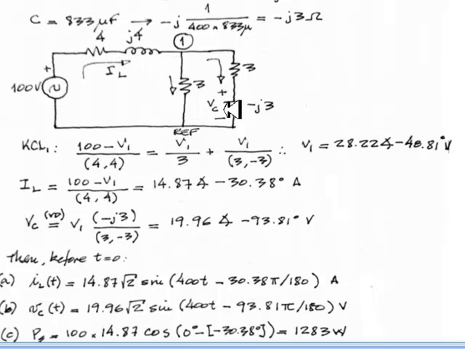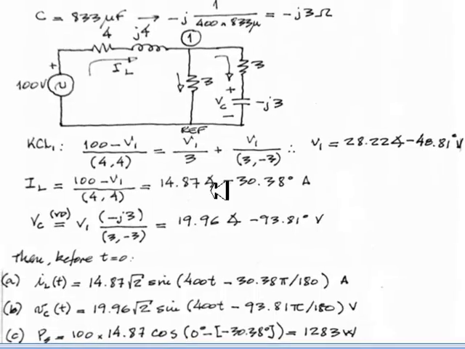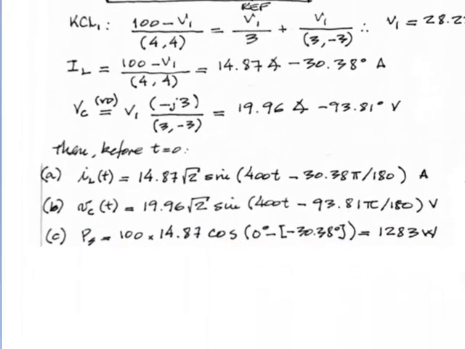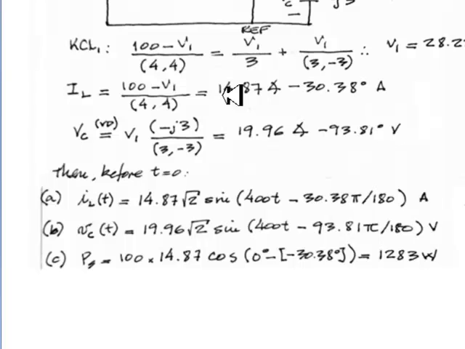And the voltage in the capacitor is given by a voltage divider. The total voltage V1, given by this one, multiplied by the impedance of the capacitor and divided by the total impedance of the branch, 3, negative 3j. That is 20 volts with negative 94 degrees. But the question is asking us to write that current, this one, and that voltage, this one, as functions of time, not as phasors. So we translate those into functions of time, and we know how to do that.